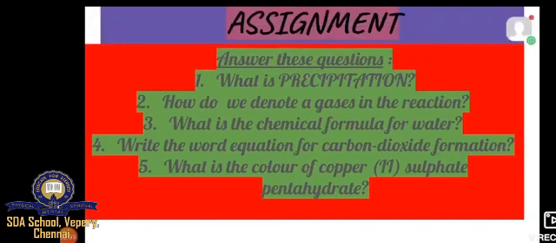Assignment for this class. Answer these questions. What is precipitation? How do we denote gases in a reaction? What is the chemical formula of water? Write the word equation for carbon dioxide formation. What is the color of copper 2 sulfate pentahydrate? So these are the questions. You can find the answers from this video itself. Find out and write down those questions in your rough note. It will be useful for your further studies.